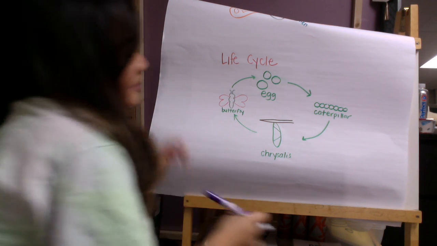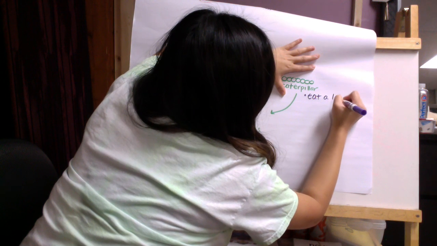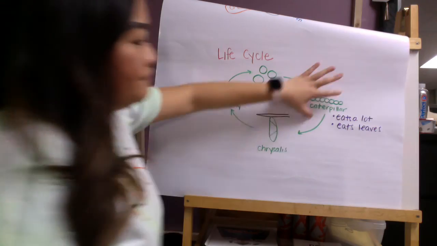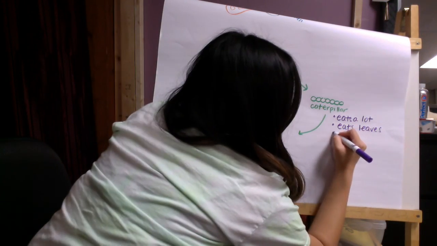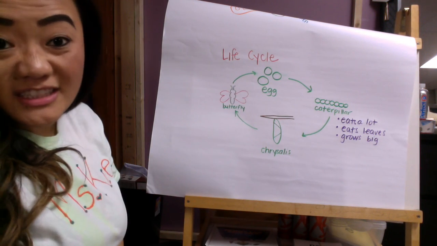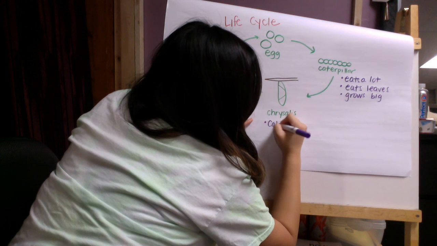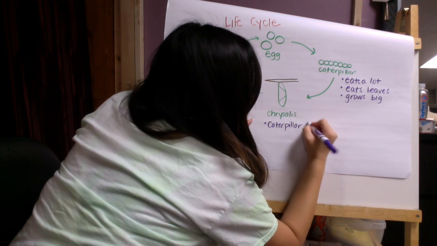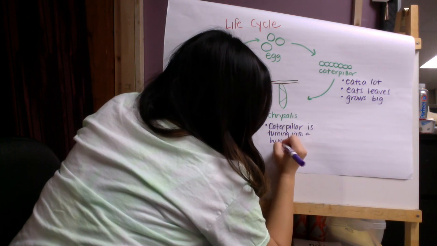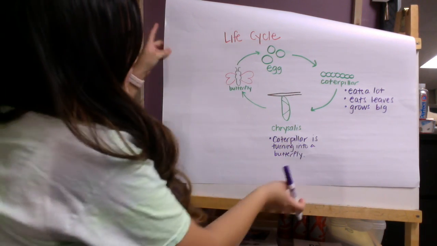So, over here by the caterpillar, I'm going to write, eats a lot, eats leaves, okay? And then its job is to grow and grow and grow. Grows big. Okay? Then it turns into a chrysalis, right? And then in the chrysalis, the caterpillar is turning into a butterfly. Okay, so it's growing its wings, right? And it's turning into a butterfly. Then out comes the butterfly.